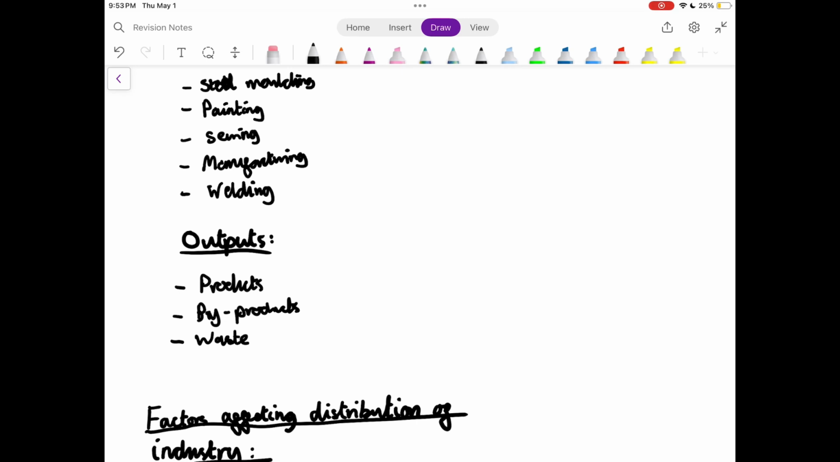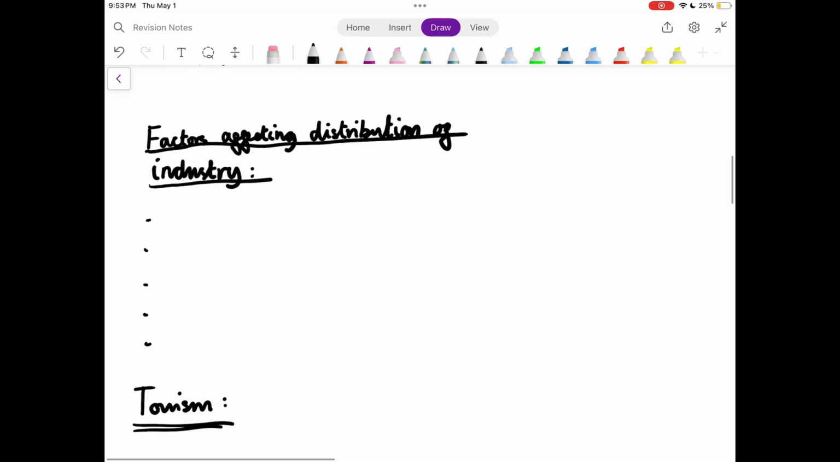Okay, so now we're going to be taking a look at the different factors that affect the distribution of industry. So the first one is land, because industrial systems need flat, well-drained land in order for factories to be built and therefore for manufacturing to take place. The next is labor, and industrial estates need to be located in areas where there is high amounts of labor, because with more labor, more goods can be produced, which can be beneficial to the industry in the region.